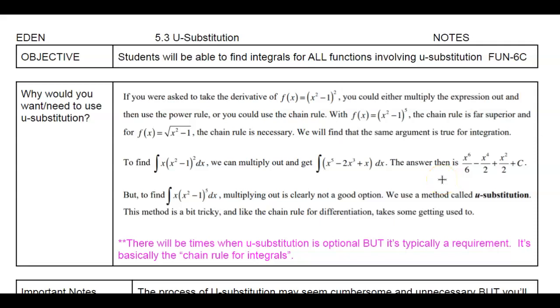Okay, so 5.3 is U-Substitution, which is a strategy to integrate, all right? So why would you need or want to do U-Substitution? Basically, here's a little scenario. If you were asked to take the derivative, you can multiply it out and use the power rule, or you could use the chain rule. Now, if I have a higher power, remember the chain rule is going to be faster. If we had a root, you had to use the chain rule. So the same argument is going to be true for integration.